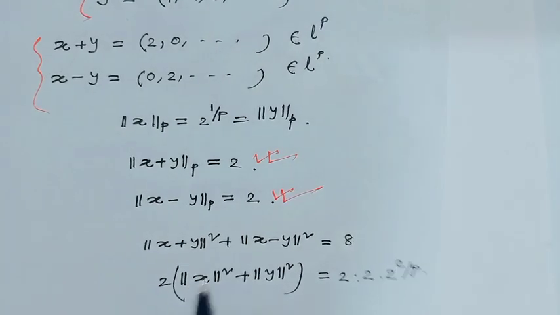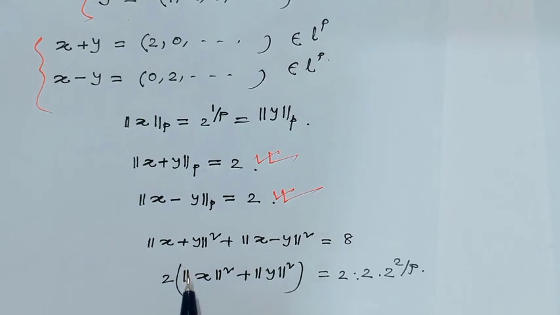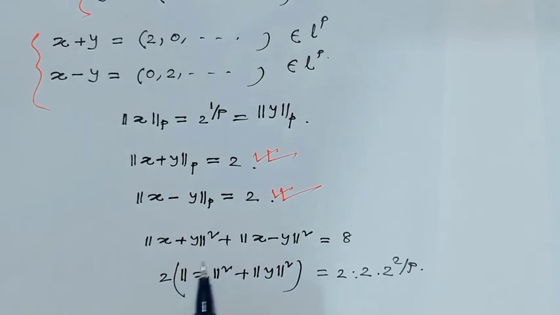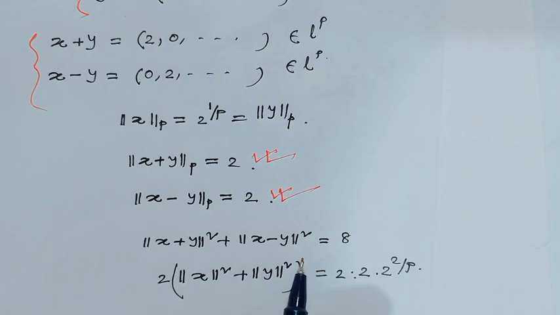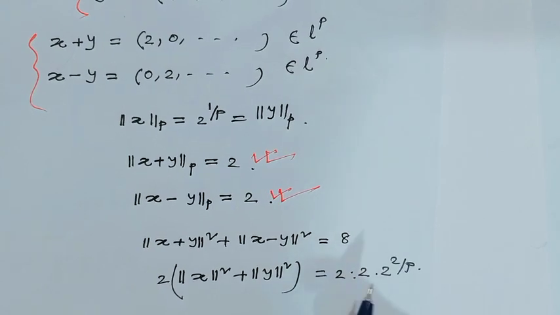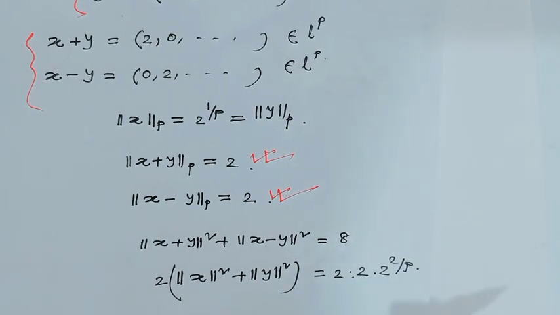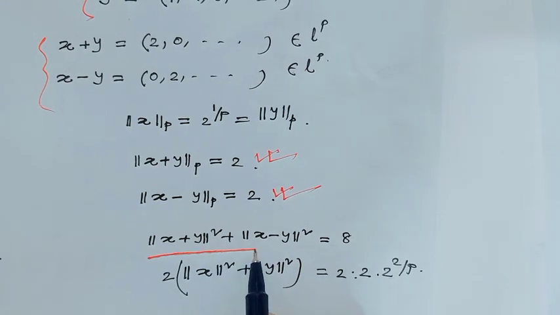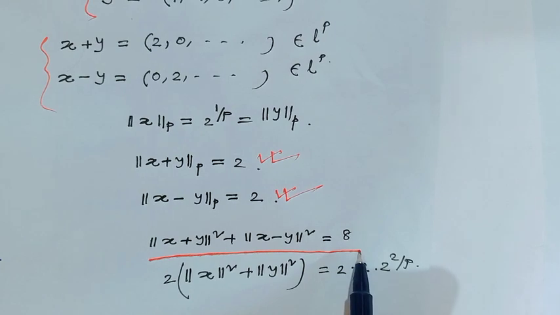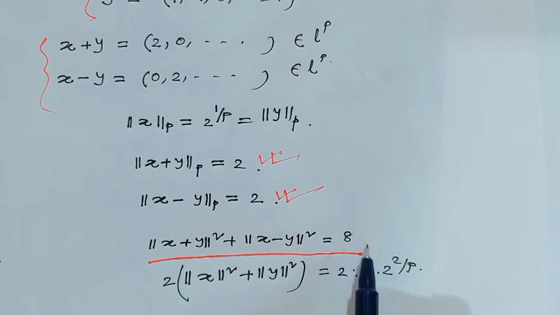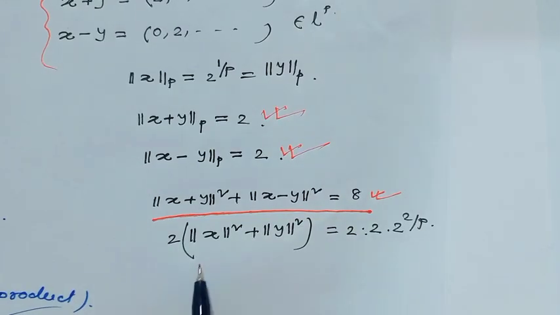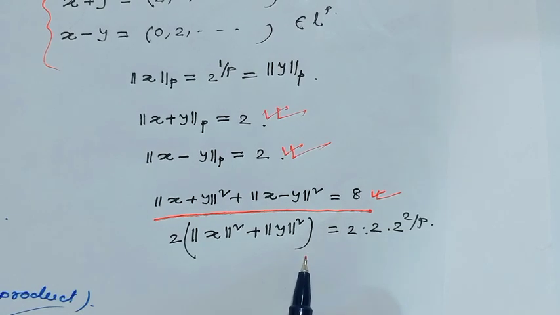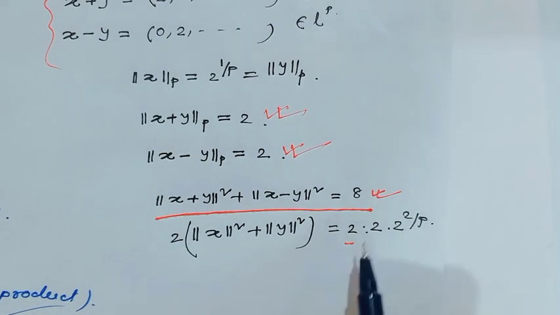Therefore, the parallelogram law is norm of x plus y, whole square, plus norm of x minus y, whole square, equal to 2 times norm of x squared plus norm of y squared. Norm of x plus y, whole square, plus norm of x minus y, whole square, equals 4 plus 4 equals 8. And 2 times norm of x squared plus norm of y squared means here 2.